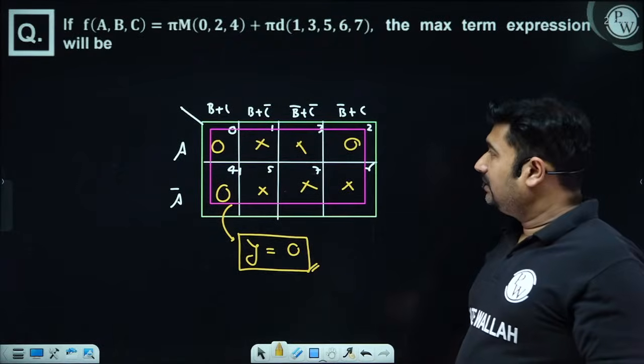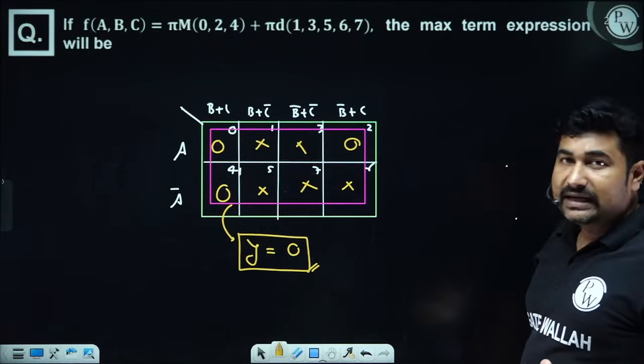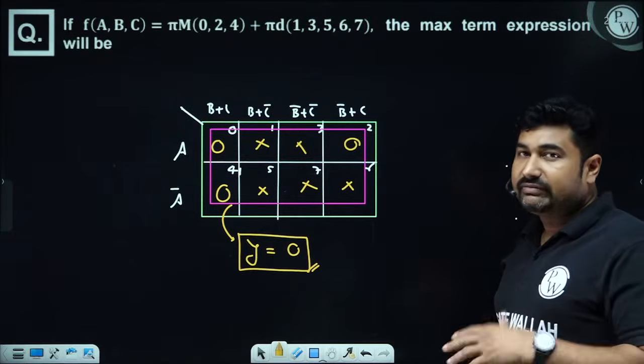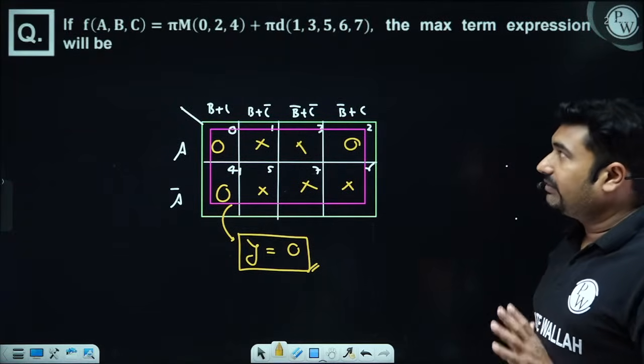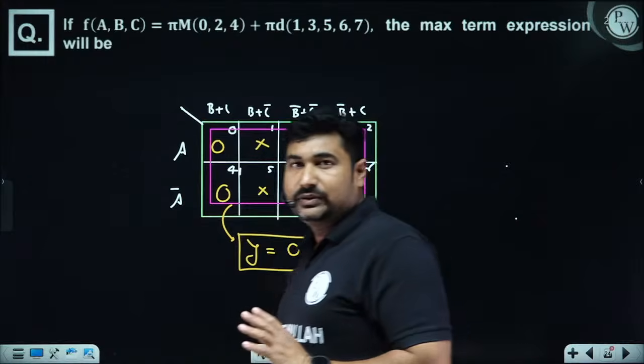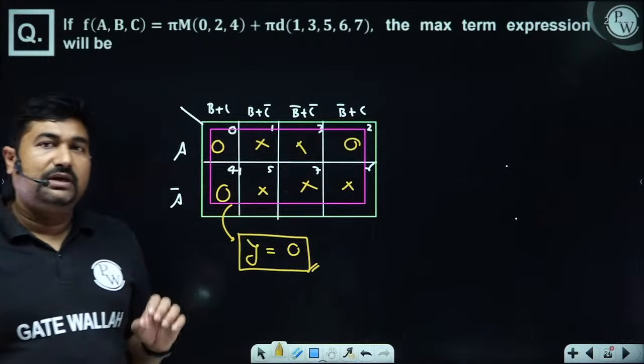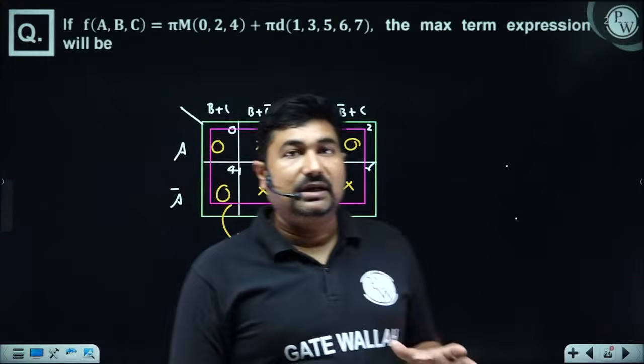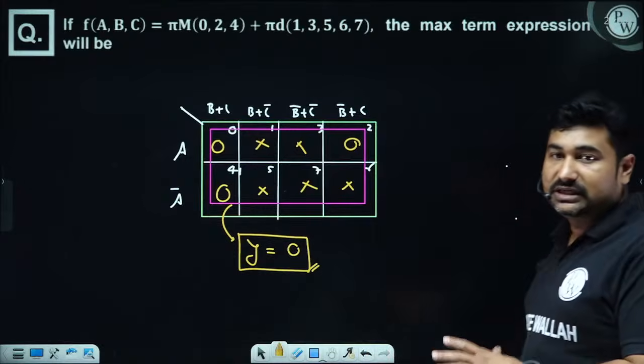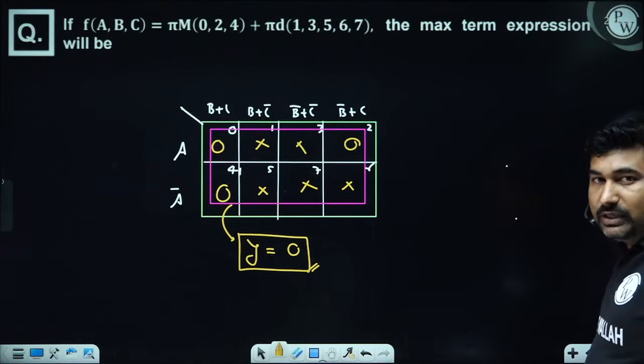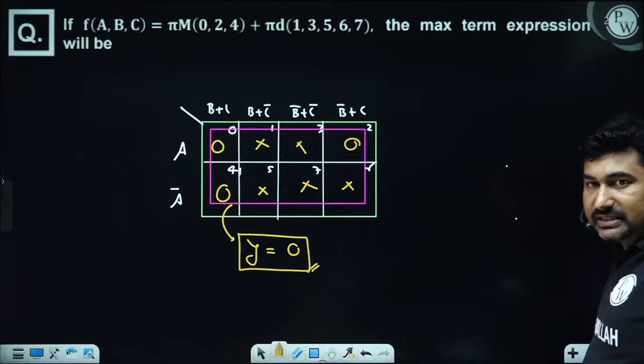So if the entire entry is filled by 1, then we will get 1. If it is filled by 0, we will get 0. Logic level 1 and logic level 0 are also logical expressions. How many of you able to understand? Please let me know by writing in the comment section.